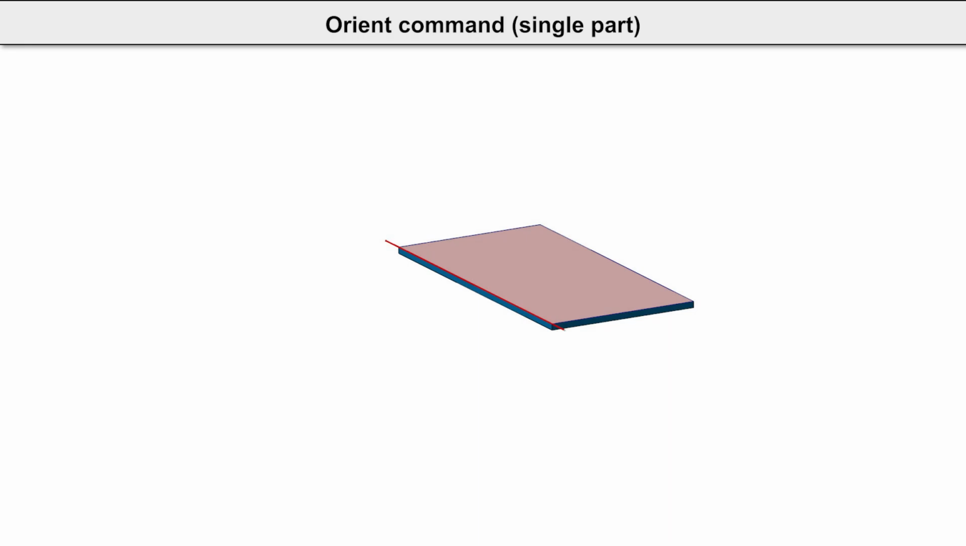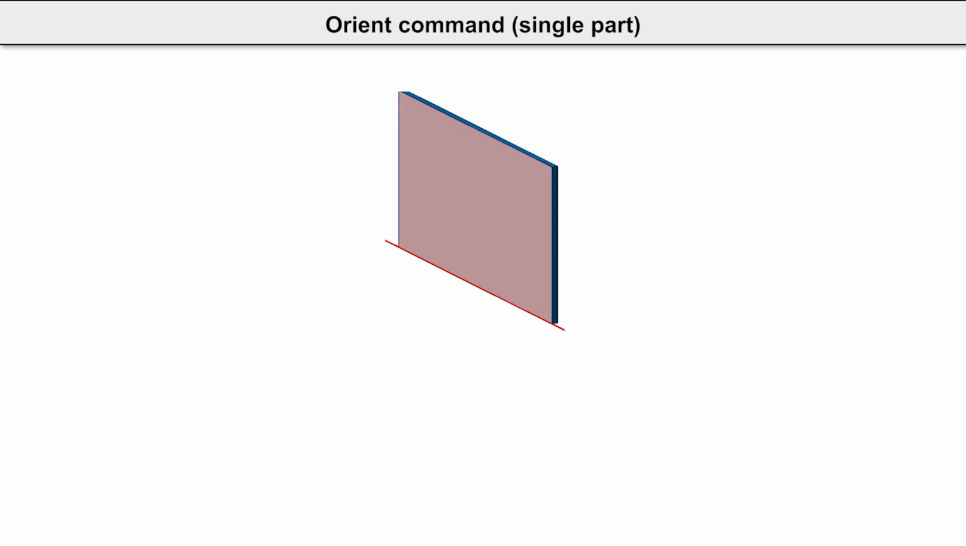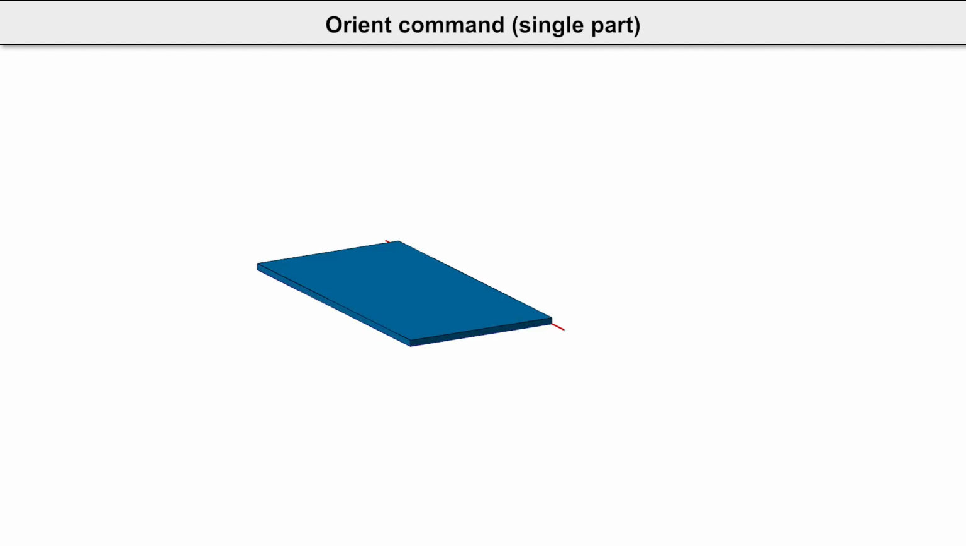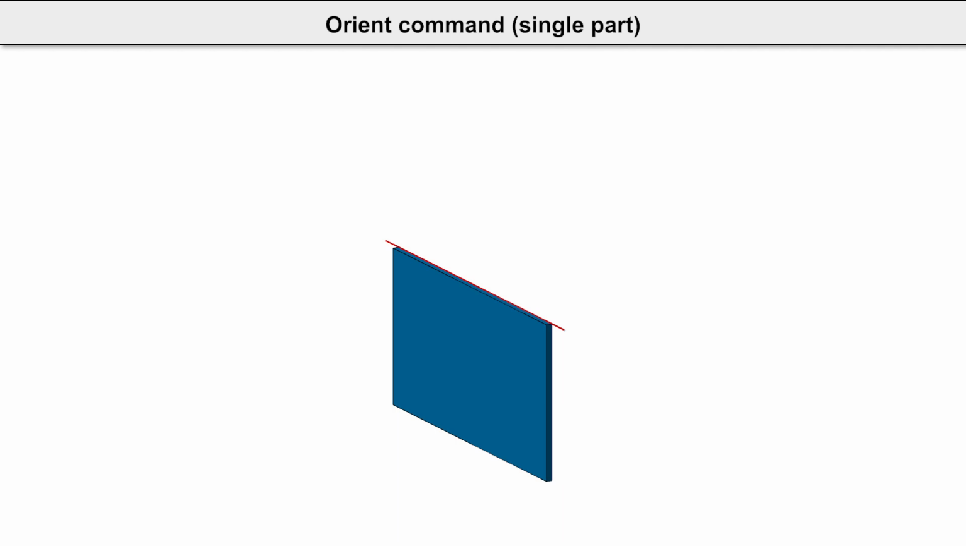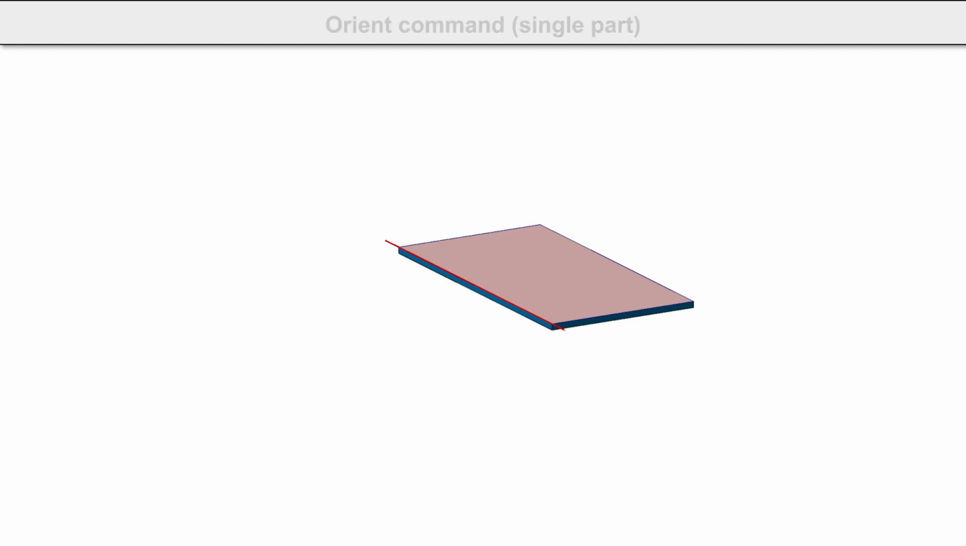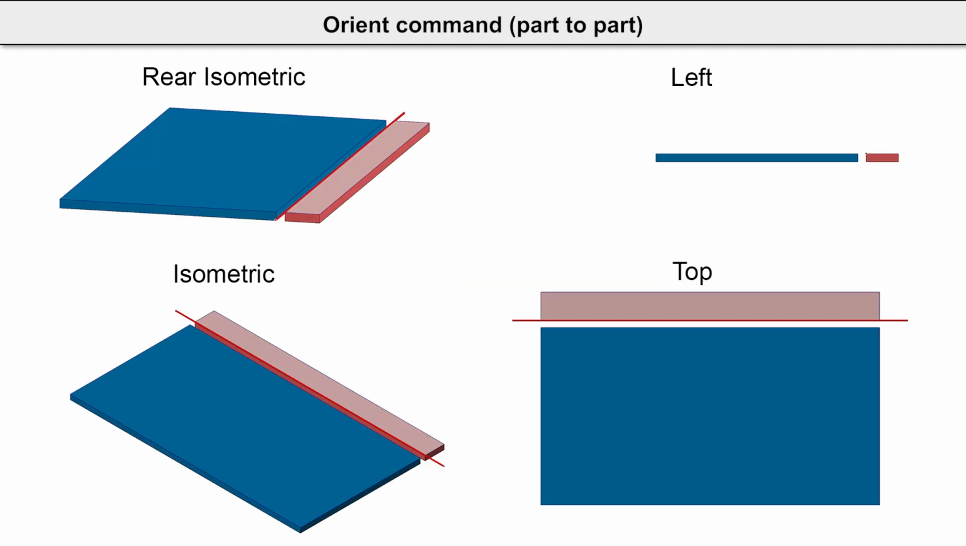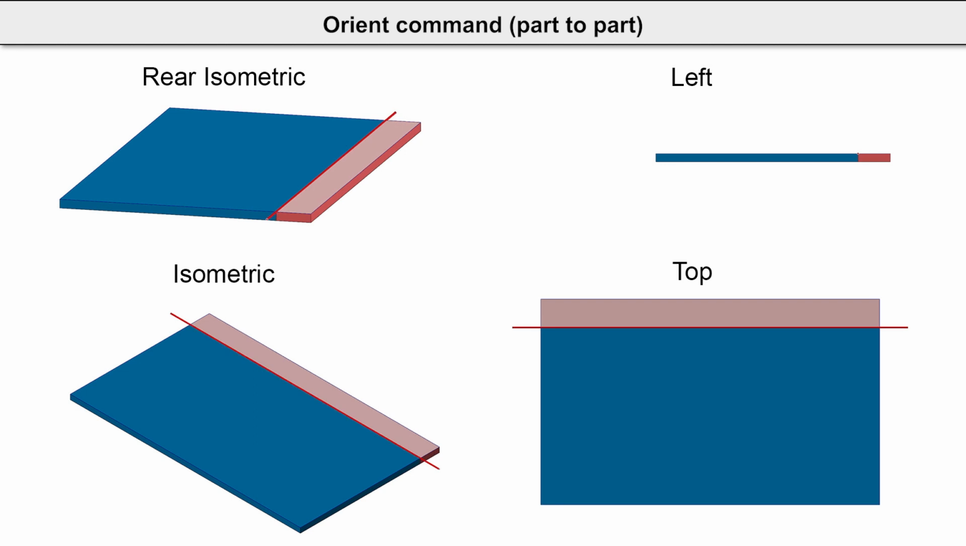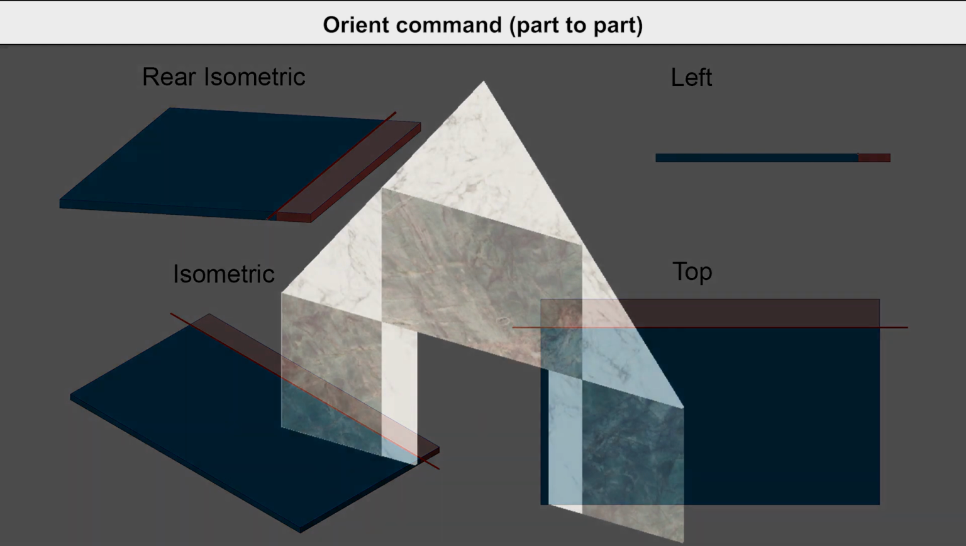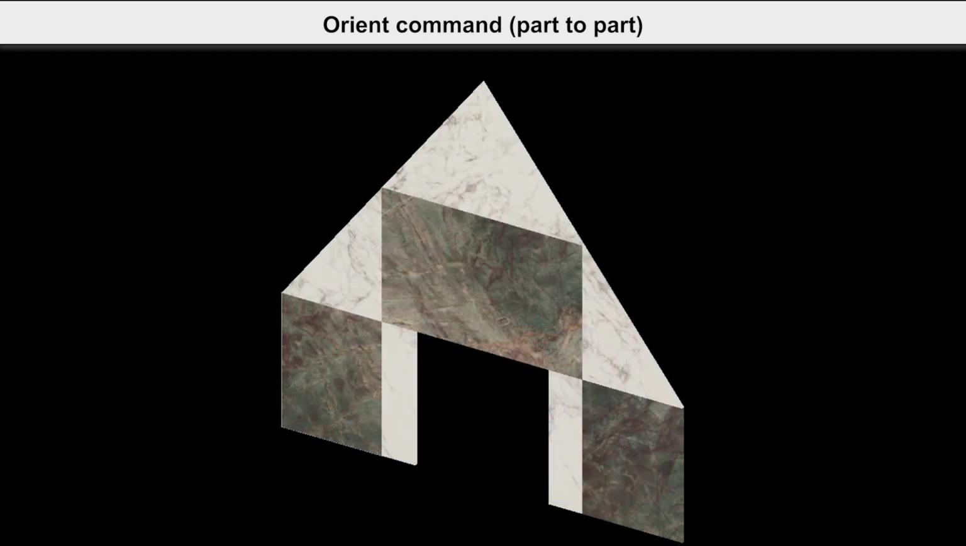The Orient command allows you to orient a part around any of its edges in 90-degree increments. You can orient a single part around any edge, and you can also orient one part to another part. When orienting one part to another part, the initial orientation is presented with the polished faces in the same plane. By combining single part orientation with part-to-part orientation, you can easily create assemblies like a multi-slab wall.